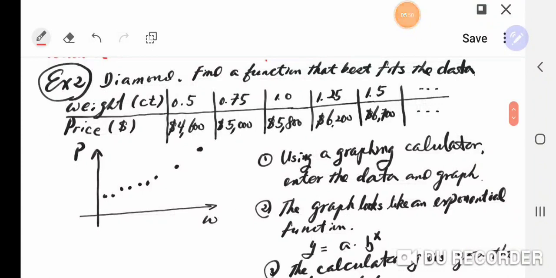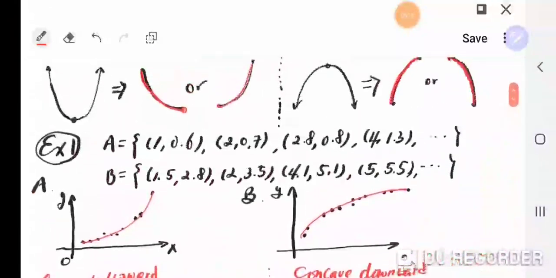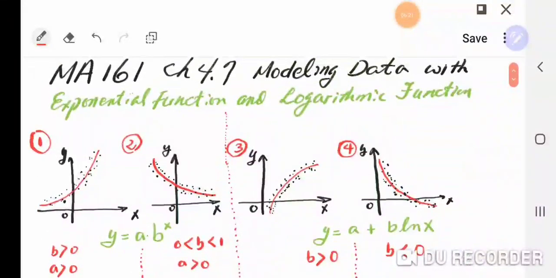Example 2. Okay, this is about the diamond. There is data for each weight of the diamond. The value of the diamond is given. So this is the data. From this data, if we plot the data, then it looks like this. It looks like concave up. So exponential form. Since we are dealing with exponential functions and logarithmic functions, this is more like an exponential function.